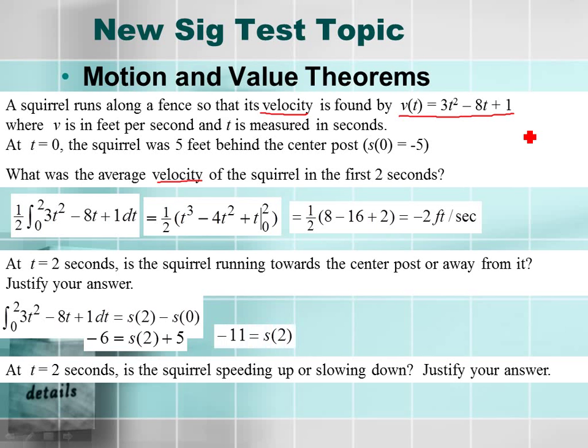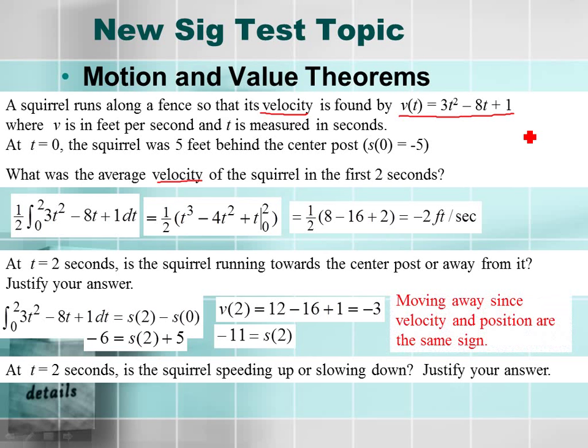Now I need to know its velocity. So I need to know where it is and where it's headed. If I plug in 2 into my velocity equation, I get -3. So my position is negative, and my velocity is negative. So therefore, I am moving away, since velocity and position are the same sign.